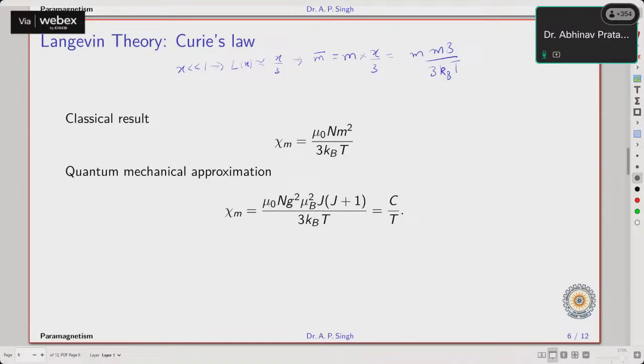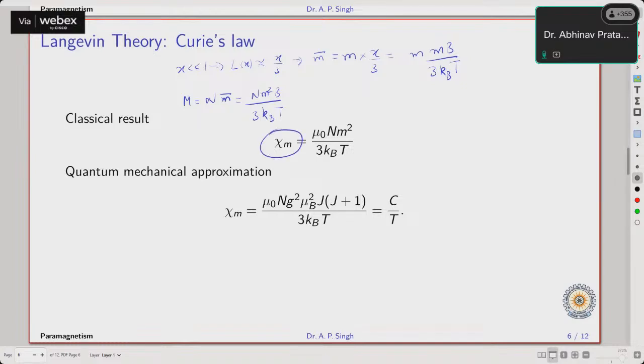And from the average value of dipole moment, you can find out the magnetization. What will be the magnetization? Magnetization will be the concentration of the dipoles multiplied by the average value of the dipole. So this becomes n m squared B over 3 kB T, right? So this is the value of magnetization.